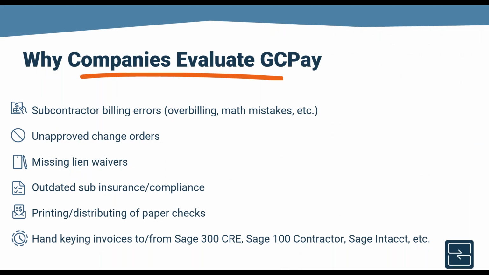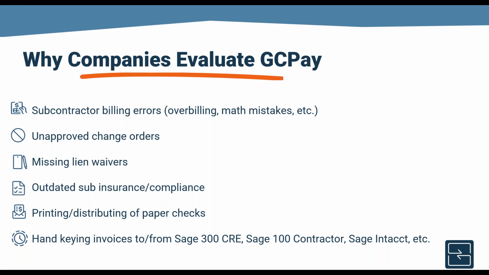So why do companies choose GCPay? I would definitely say the number one reason is the integration into your Sage platform, eliminating any additional hand keying or double entry. Subs can easily submit their billings right in the platform. Your appropriate approvers are all automatically notified, completely eliminating those back and forth emails bogged down in inboxes, and automating that entire pay app process.